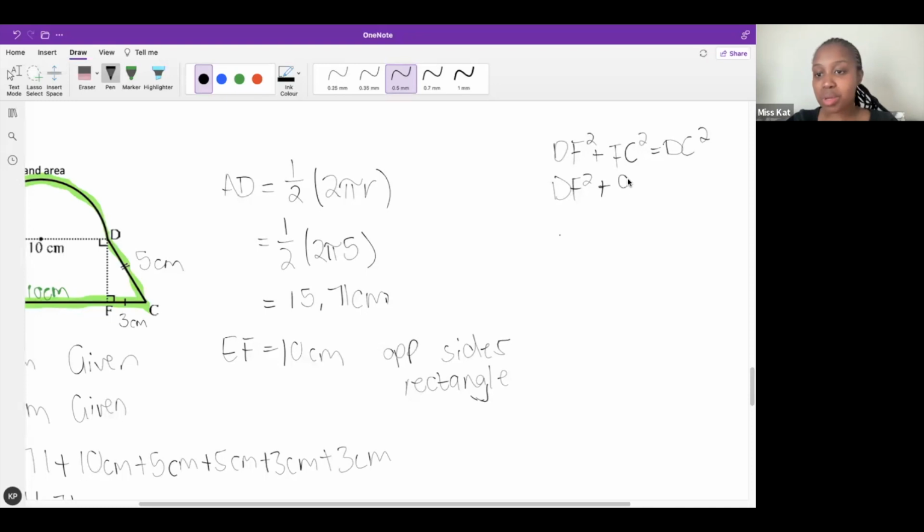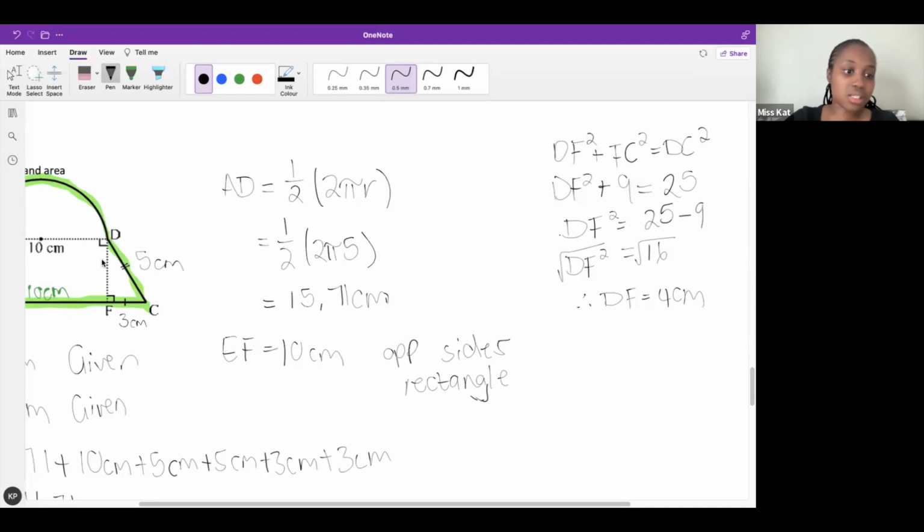So then 3 squared would be 9, right? Equals DC squared. How much is DC squared? DC squared is, thank you, AD, 25. So then DF squared will be 25 minus 9, which is 16. Yes, do you remember this Pythagorean triplet, guys? 3, 4, 5. Therefore, DF is 4 centimeters.